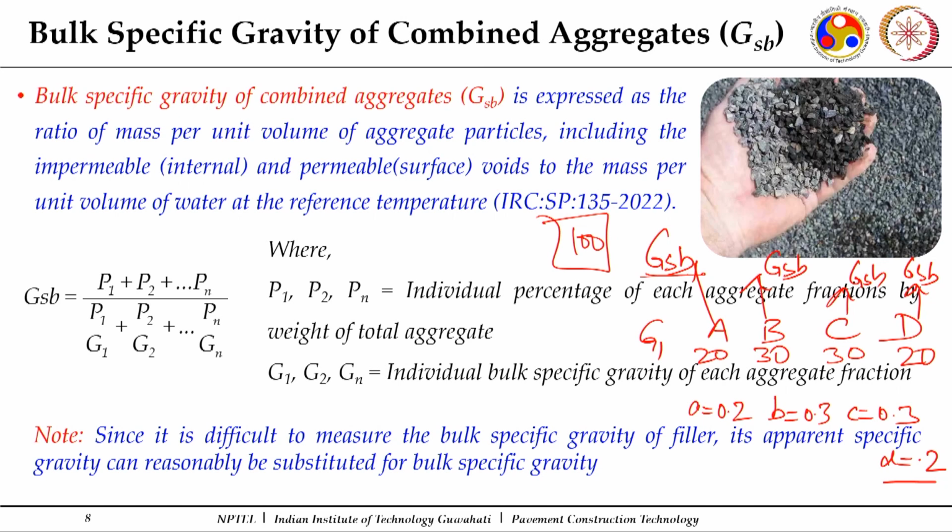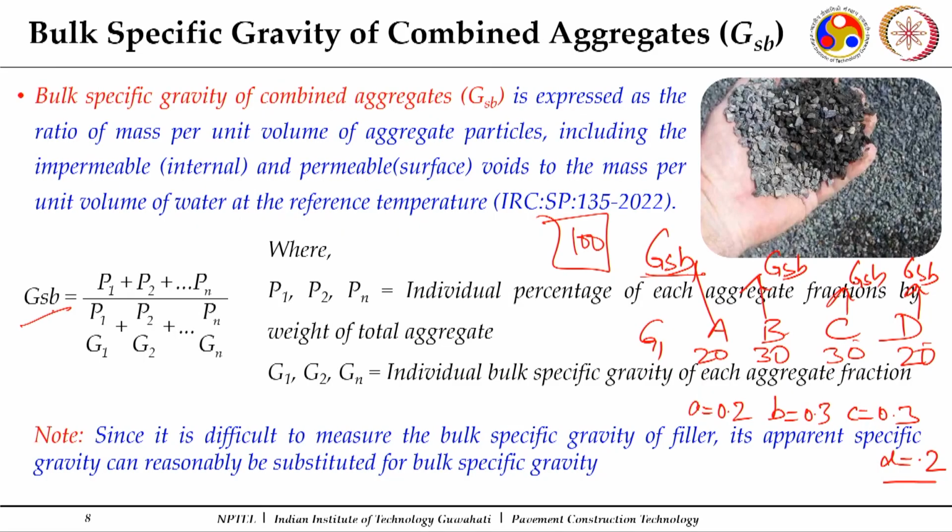You can write it as G1 because we do not use apparent specific gravities in the computations, and then here it is G2, G3, G4. Now, if I blend them in this 20, 30, 30 and 20%, what will be the specific gravity of this blend? This is how we get it.